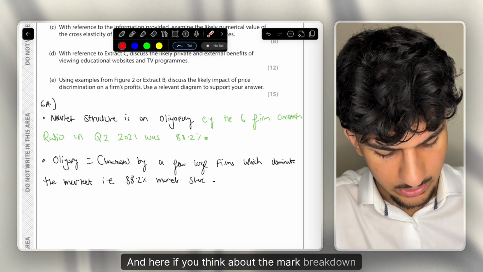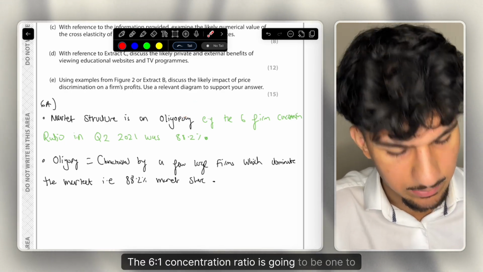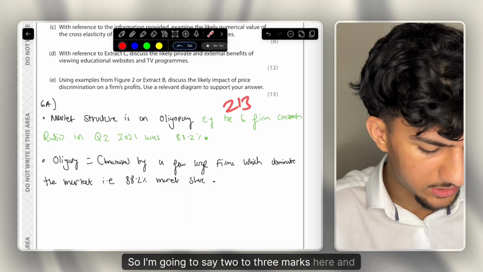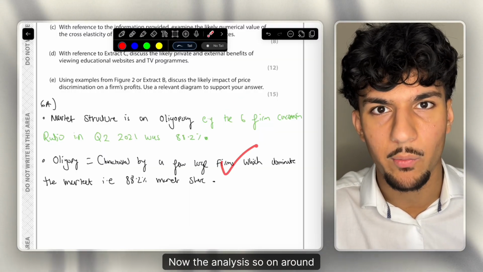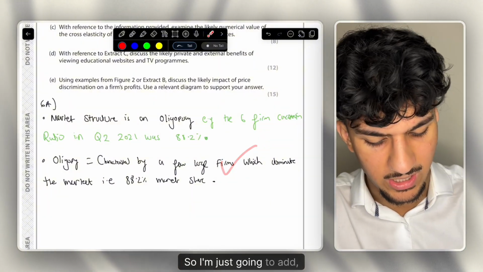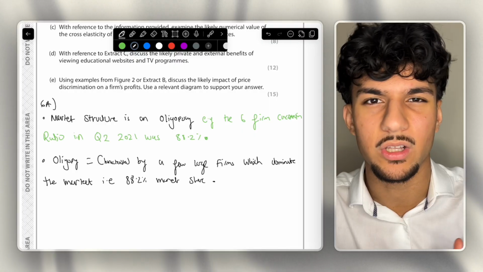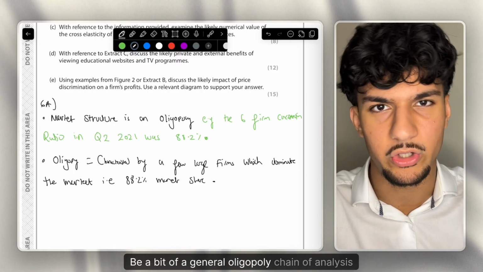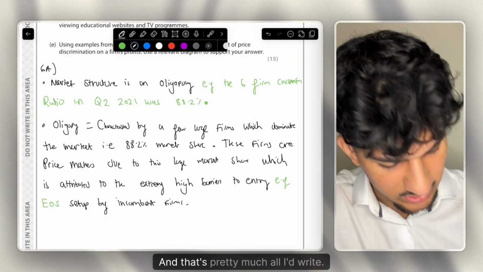If you think about the mark breakdown, identification is going to be 1 mark. The 6 firm concentration ratio is going to be 1 to 2 marks, so I'm going to say 2 to 3 marks here, and then this will be 1 mark for the analysis. So I'm on around 4 marks overall. Since the last marks are going to be analysis marks, I'm going to add a bit of general oligopoly chain of analysis, just to make sure I'm 100% scoring the 5 marks here. And that is pretty much all I'd write.